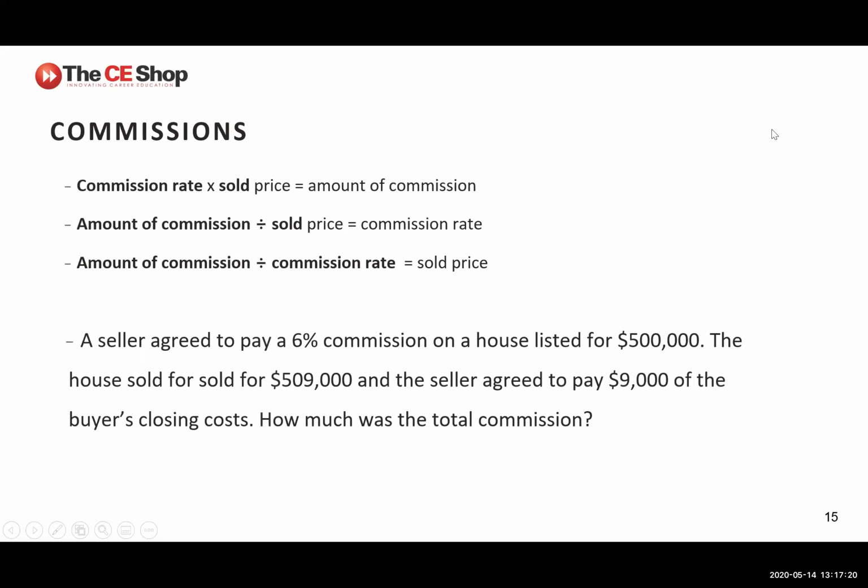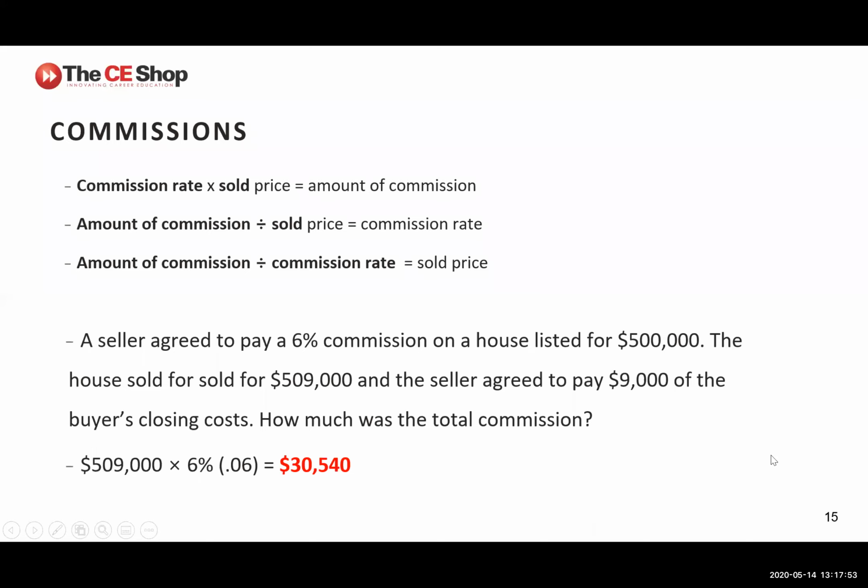We're going to go ahead and just roll through this one. A seller agreed to pay a 6% commission on a house listed for $500,000. The house sold for $509,000, and the seller agreed to pay $9,000 of the buyer's closing cost. How much was the total commission? $509,000, which was your sales price, times 6% commission, was a $30,540 commission.